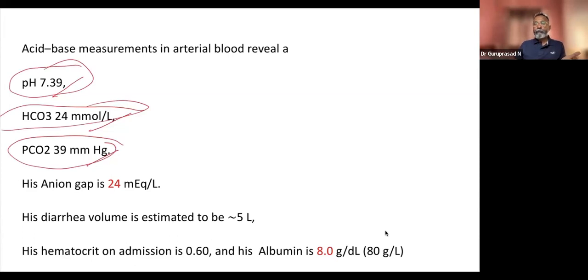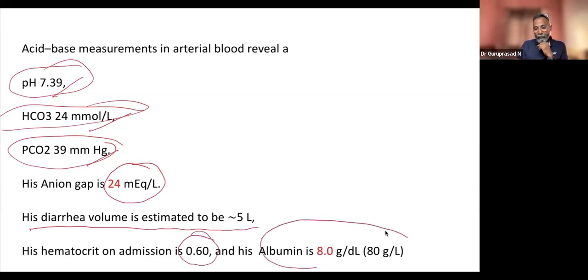How can it be? So you do electrolytes and you find that there is an anion gap of 24. The patient had a diarrhea volume of almost more than 5 liters. The hematocrit was 0.6, which is very high, and the albumin was 8, which is also very high. So this albumin of 8 is contributing to that anion gap, because this patient has lost a lot of fluid and there is hemoconcentration, and that hemoconcentration has caused the albumin to rise.